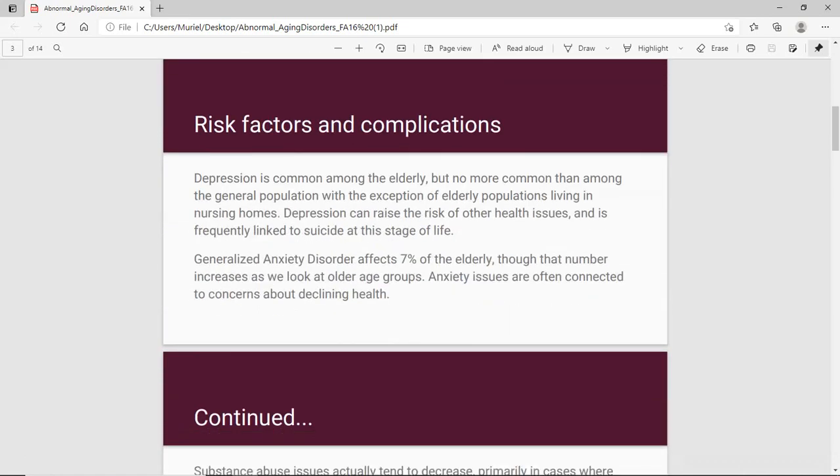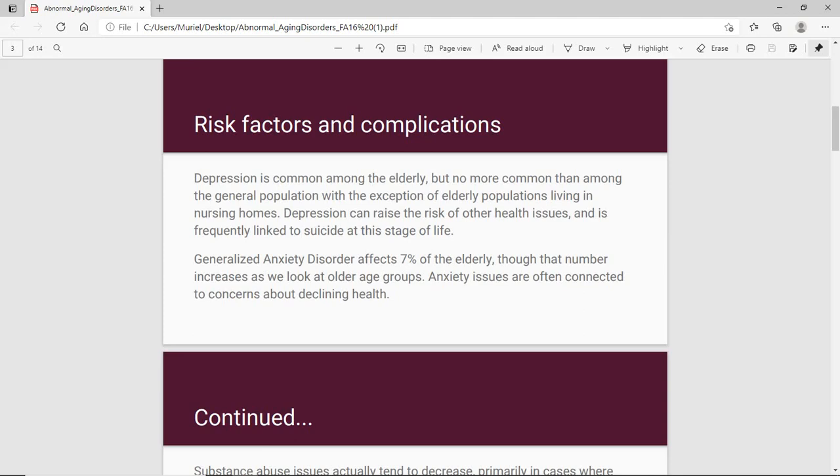Risk and complications. Depression is common among the elderly, but no more common than among the general population. With the exception of elderly populations living in nursing homes, depression can raise the risk of other health issues. It is frequently linked to suicide at this stage of life.